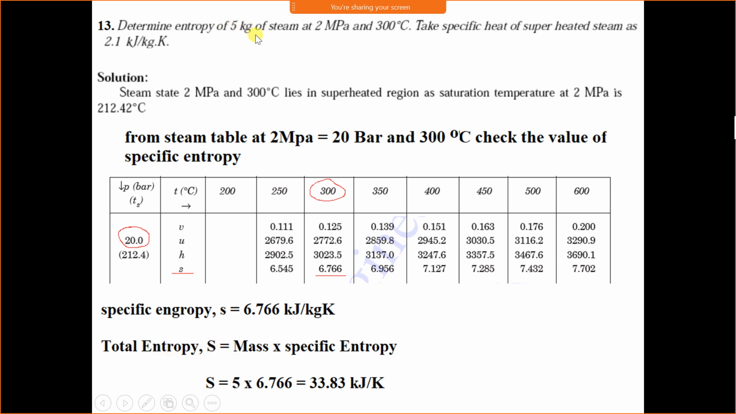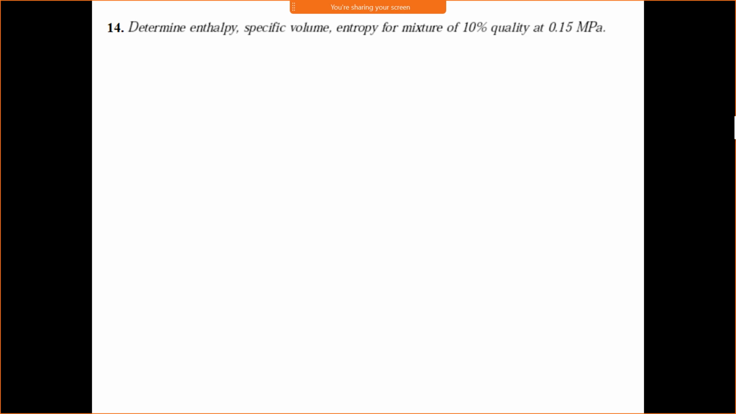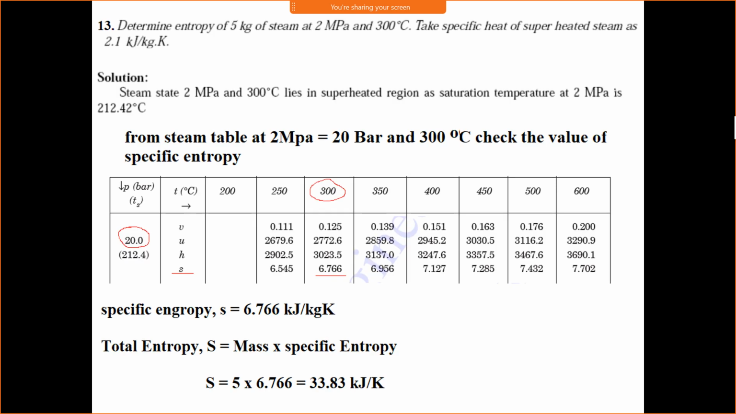We have to calculate total entropy because mass is given, and this entropy corresponds to 1 kg, because the unit is kilojoule per kg. This entropy is for 1 kg, and we have to calculate the entropy of 5 kg. Therefore entropy, capital S, is equal to mass into specific entropy, 5 into 6.766 kilojoule per Kelvin.